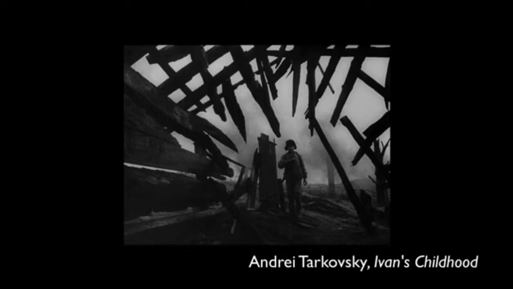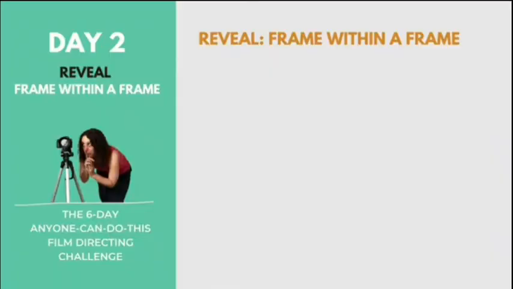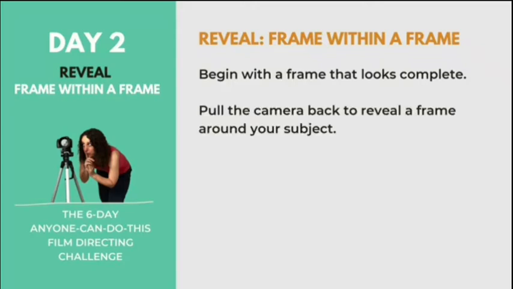So how do we incorporate a reveal with a frame within a frame? As always with a reveal, you begin with a frame that looks complete. Here's an image. I don't expect anything more to happen with it. It looks like it has everything I'm expected to see. However, let's surprise the audience. We're going to pull the camera back to reveal a frame around your subject.